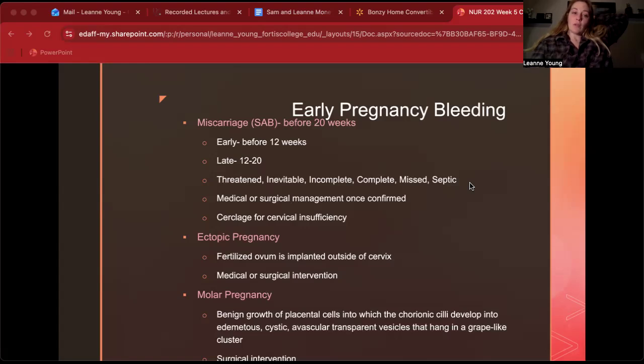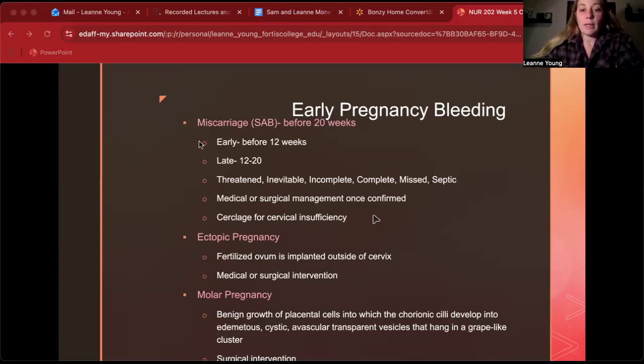When we talk about cervical insufficiency, let's define that. That's the passive and painless dilation of the cervix leading to recurrent preterm birth. Okay. So we need to know for medical or surgical management, we're talking about a D&C mostly, if we have to go in and surgically remove products of conception, or a cerclage, which is that stitching of the cervix closed to prevent preterm labor.